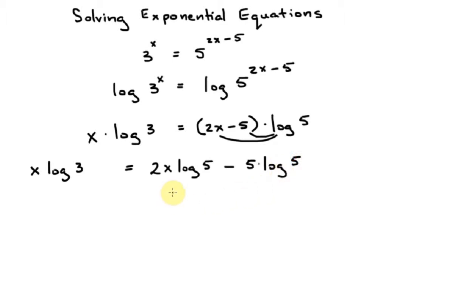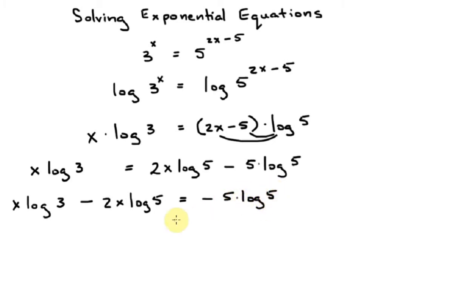Well, the next approach is to get any term that has an x in it. There's a term on the left with an x in it and a term on the right, and we bring those on the same side of our equation. So I have x times log 3 minus 2 times x times log 5, and that equals negative 5 times log 5. So it's looking messy, but it's very logical.